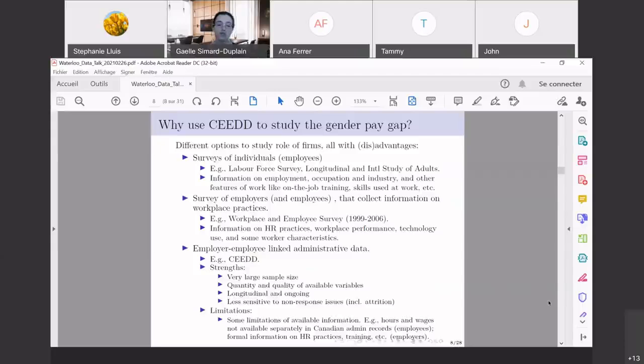So the strength of these surveys is usually they're pretty widely available. You do have a lot of characteristics about workers, so that can be useful.